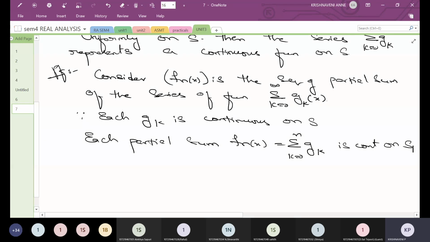Now, since each and every term, that means f1, f2, f3, everything, is continuous, I can say that the sequence fn of x is continuous on S. Why is it continuous?